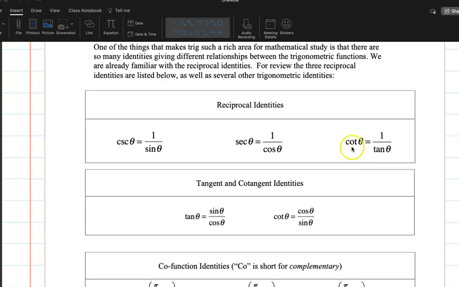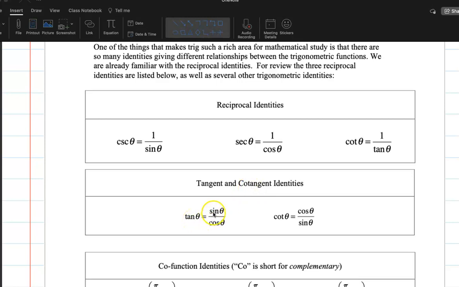And cotangent theta is 1 over tan theta. So remember, the reciprocal of C is S, the reciprocal of S is C, and cot and tan are reciprocals of each other.